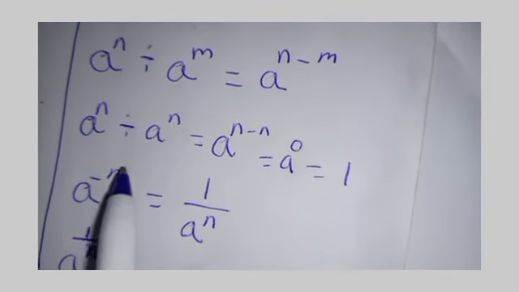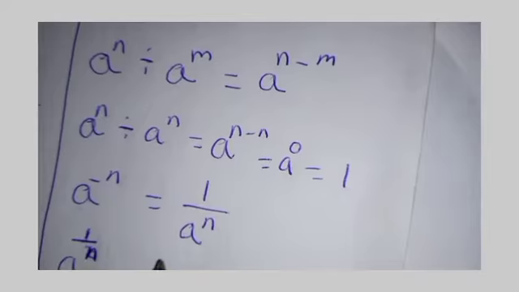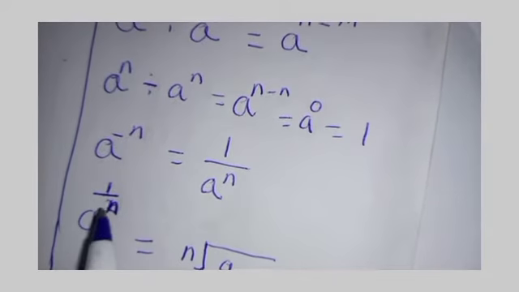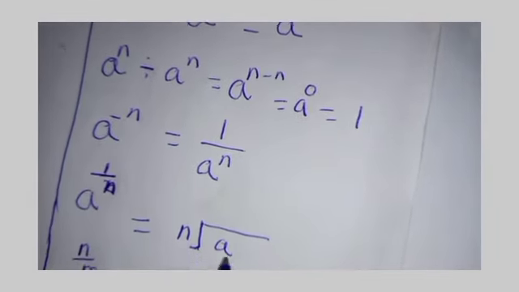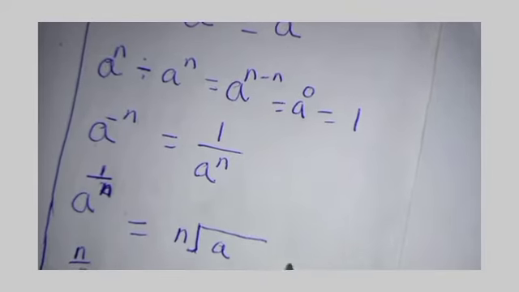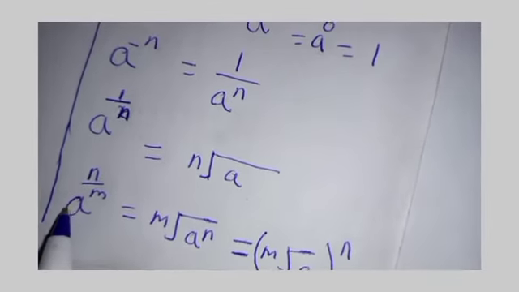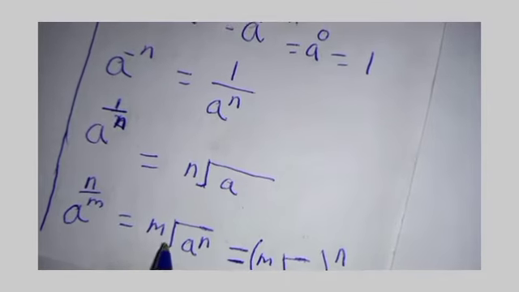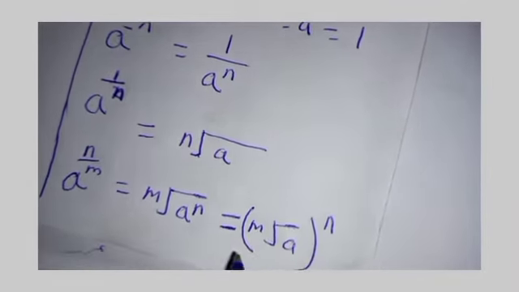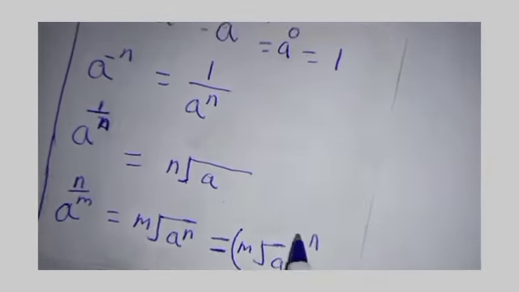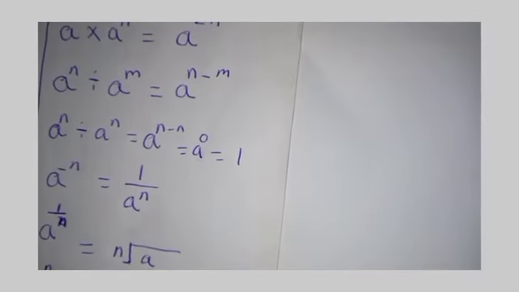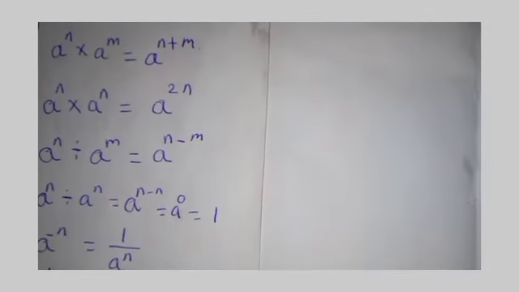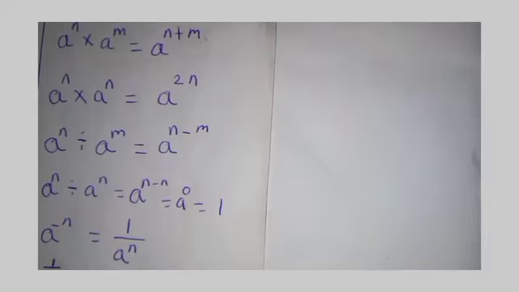When you have a power negative n, the result is 1 over a power n. When you have a power 1 over n, it means we find the nth root of a. When we have a power n power m, it means the m root of bracket a power n, or you take the m root and you multiply by n. So these rules from algebra, we are going to apply them in the power rule.